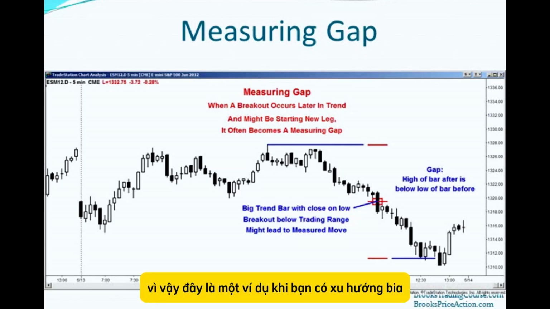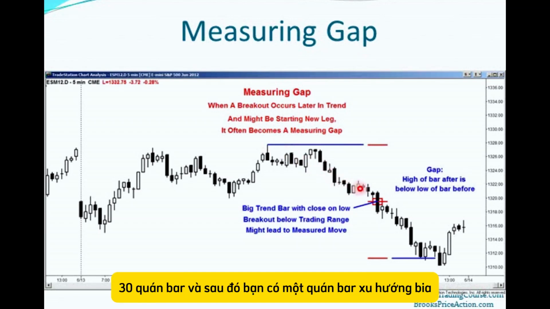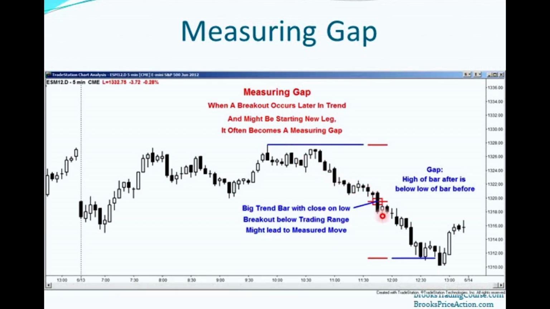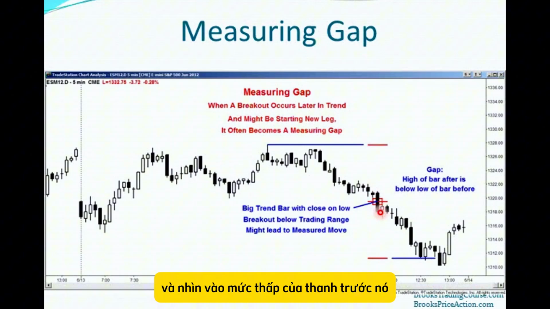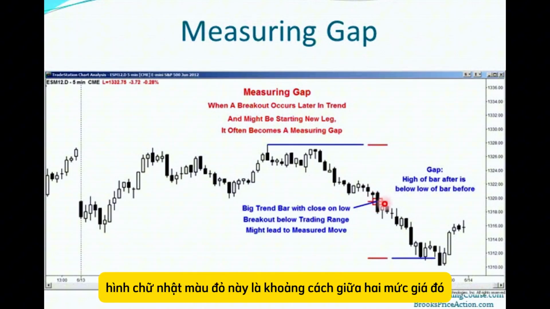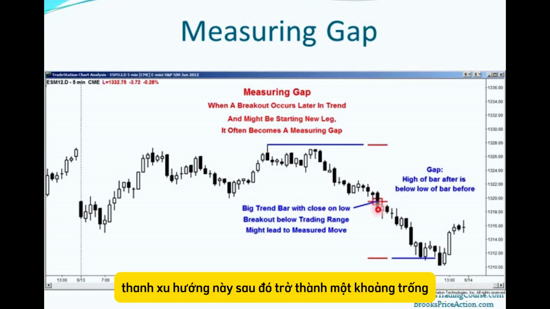So here's an example. When you have a bear trend that's been going on for 20, 30 bars, and then you have a bear trend bar, so a new breakout, look at the low of the bar before it and the high of the bar after it. This red rectangle is a gap between those two prices. This trend bar then becomes a gap, and it might end up becoming a measuring gap.